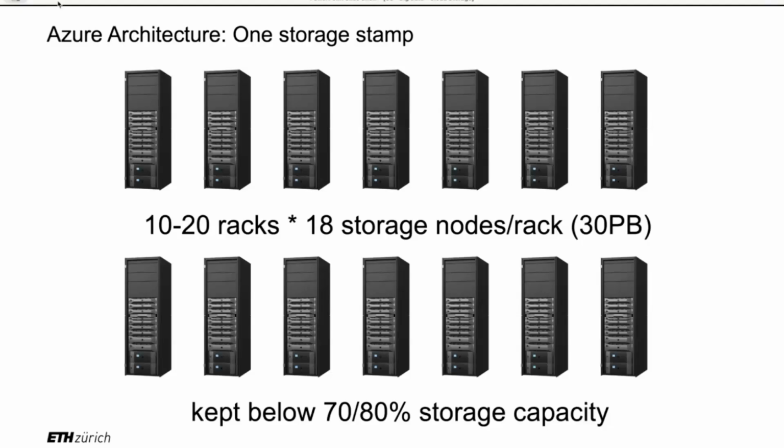So you have rooms in data centers filled with that. They call them storage stamps, this full room. And it's about 30 petabytes of data that you can fit in there. And the goal they have is to keep it below 80% of storage capacity. If it exceeds 80% of storage capacity, then they will start offloading it to other storage stamps, because of course they don't have just one, they have plenty of them all over the world in many geographic locations.